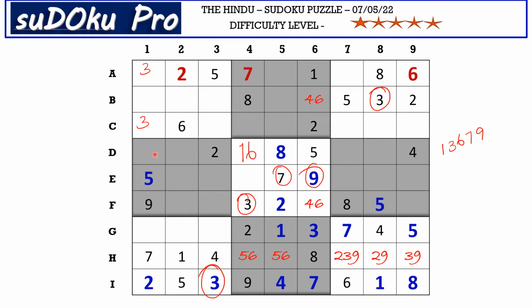Similarly, here you have this 3, 7 and 9 blocking here. So D1 also takes 1, 6. That is 1, 6 and 1, 6 becomes a matching pair. Now you have only 3 cells left, and these 3 cells take 3, 7, 9 triplet.